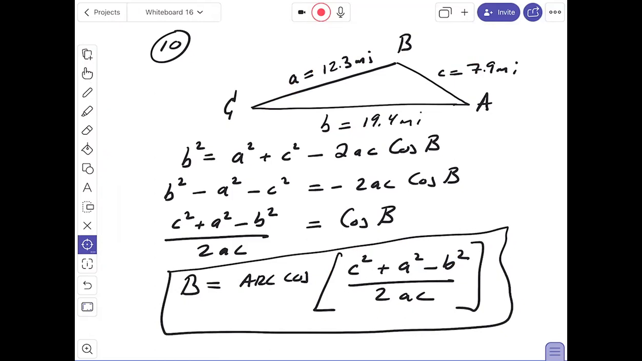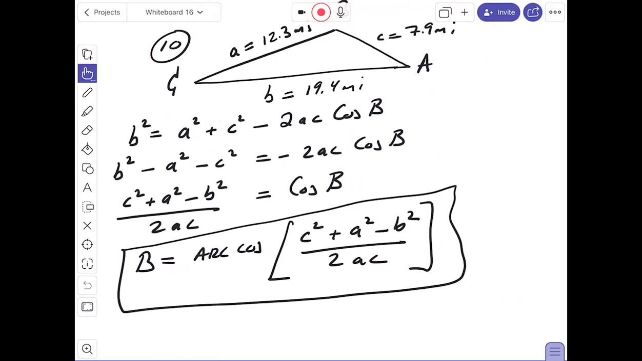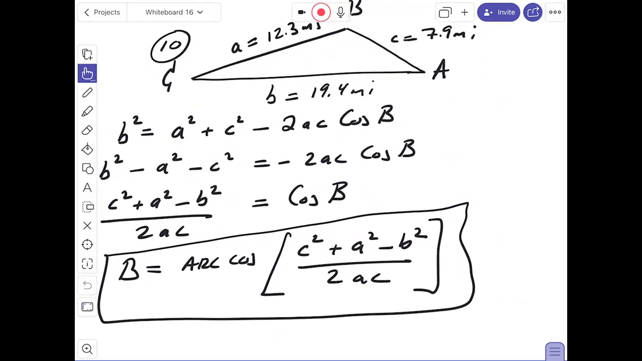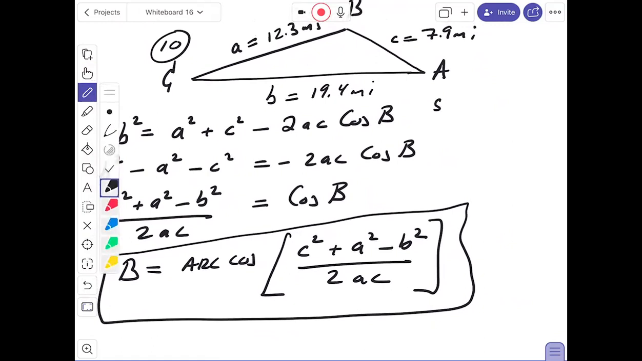And the next thing I want to do is, I'm done using the law of cosines. I'm going to use the law of sines now. All right, how am I going to do that? I'm going to write down sine of C over C is equal to, well, I know B, don't I? Which should be sine of B over B.